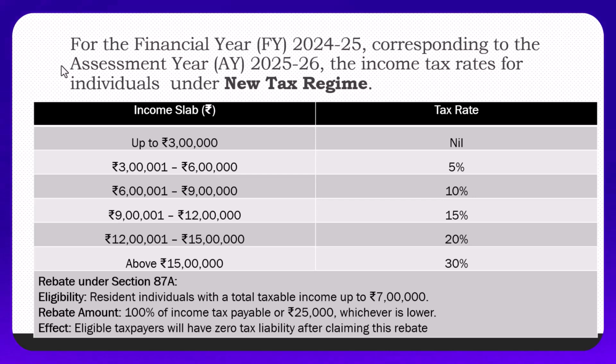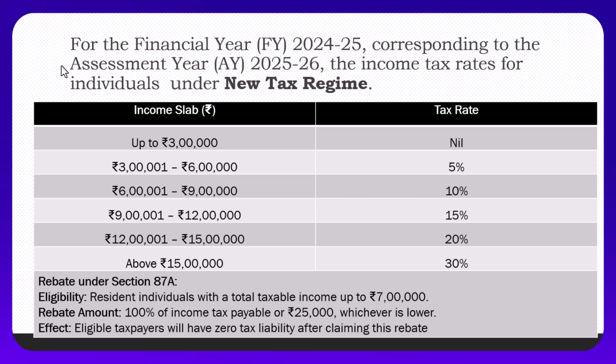So this is under the new tax regime, these are the tax rates. Up to 3 lakh rupees, this is for this year. Next year, this chart has become better and you have to pay less tax. Up to 3 lakhs, nil. 3 to 6 lakhs, 5%, 6 to 9 lakhs, 10%, 9 to 12 lakhs, 15%, 12 to 15 lakhs, 20%, above 15 lakhs, 30%. These are the slab rates.